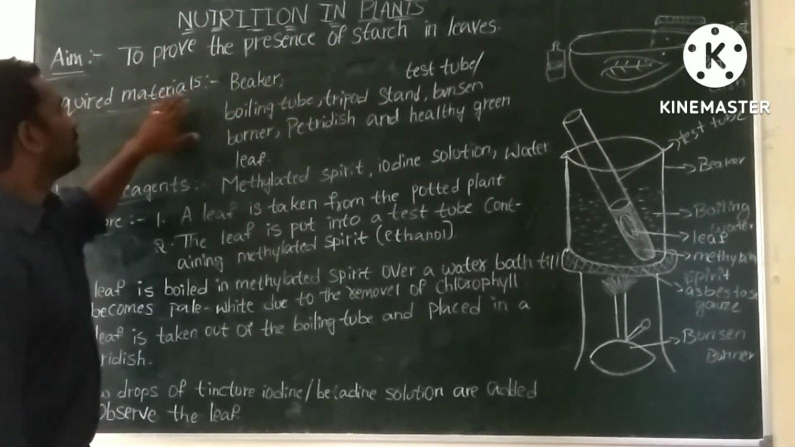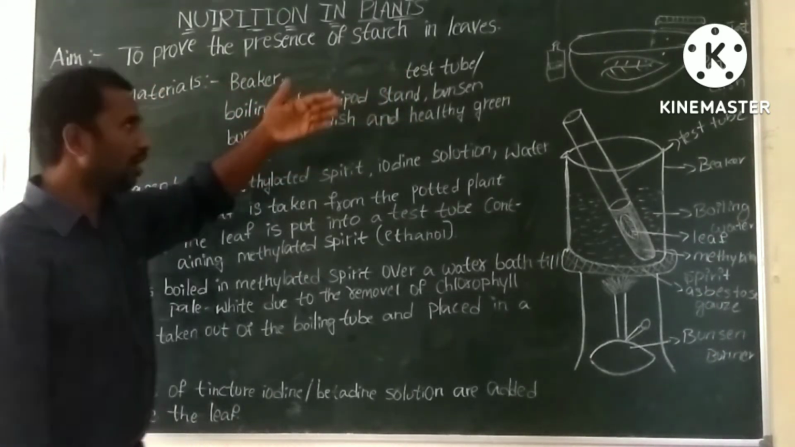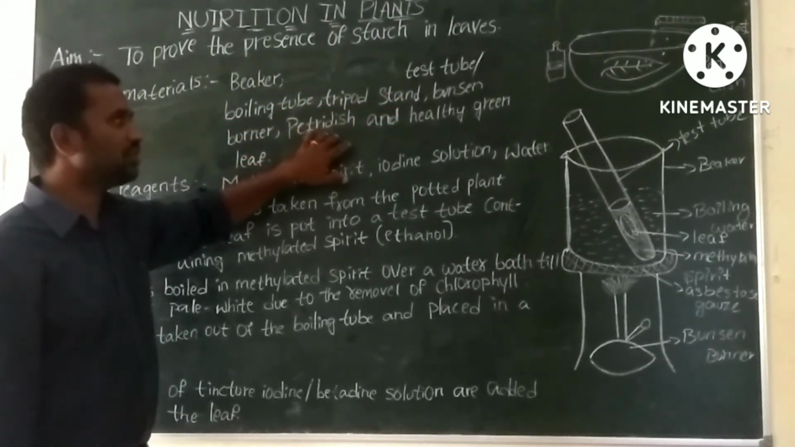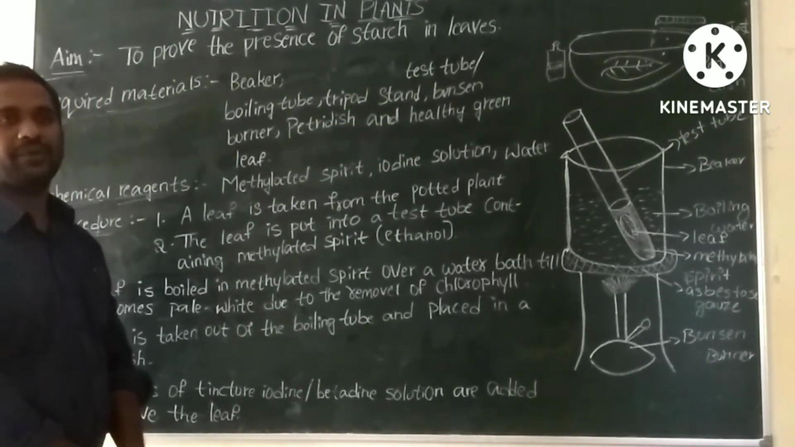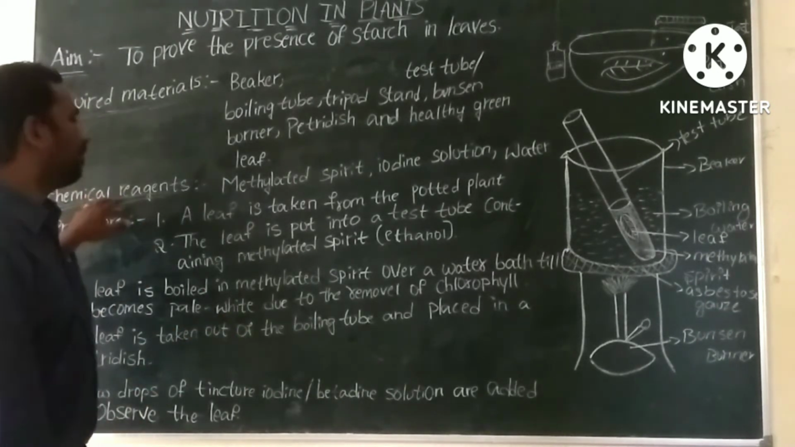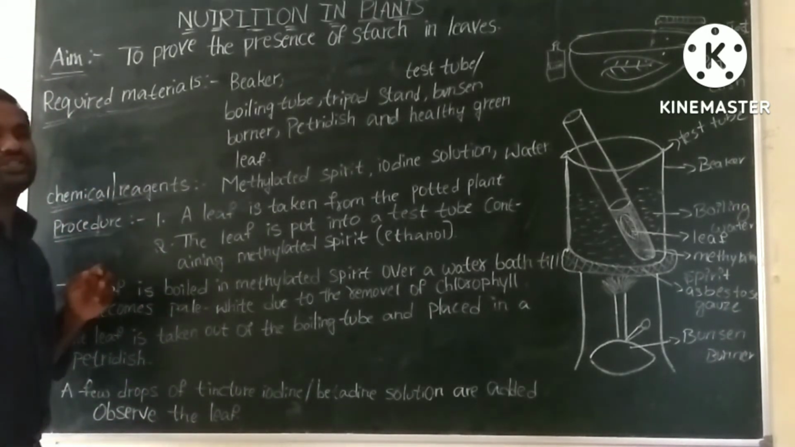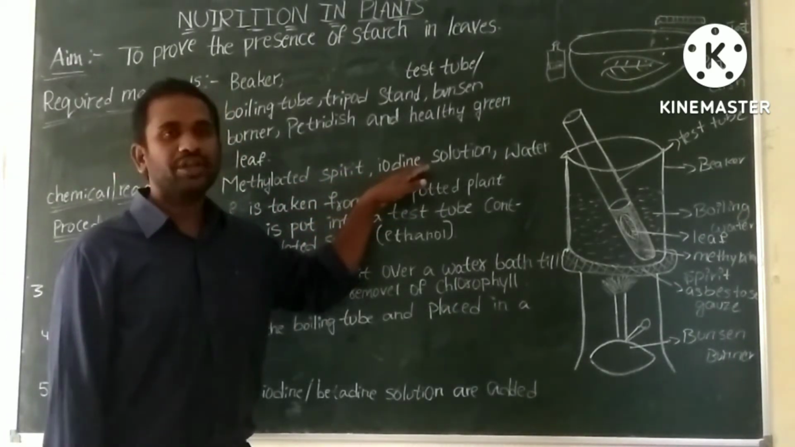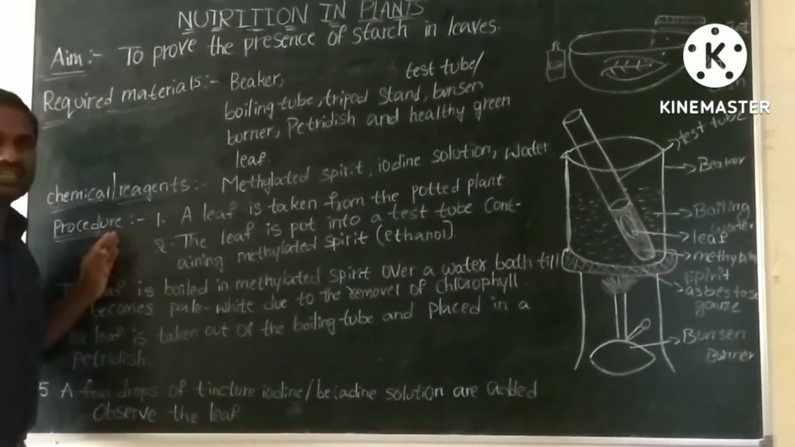Required materials: beaker, test tube or boiling tube, tripod stand and Bunsen burner, petri dish, and a healthy green leaf. These are the apparatus we need in the experiment. Next, chemicals or reagents required: methylated spirit and iodine solution. Then water also we need. Next, the procedure.